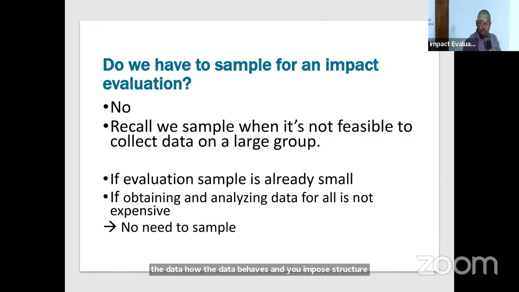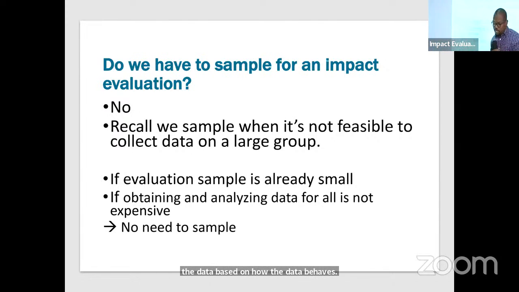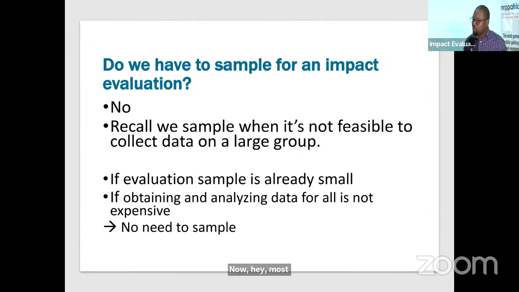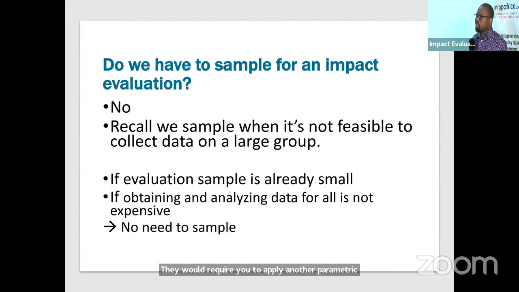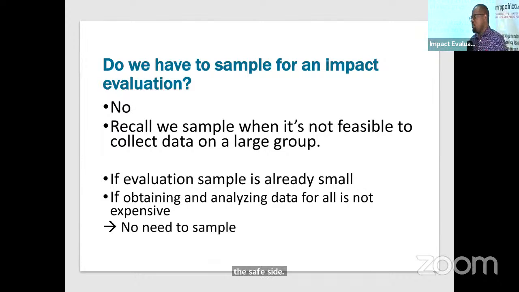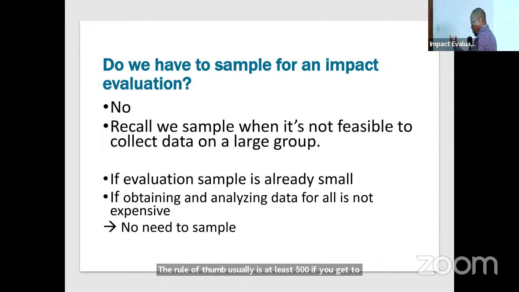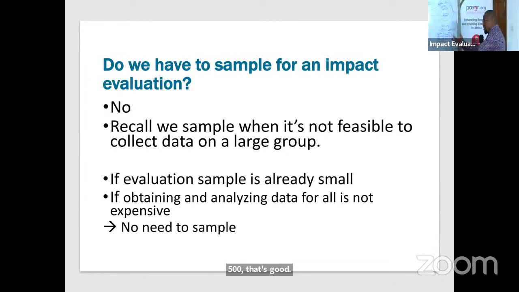Now, most in statistics and economics, they would require you to apply non-parametric approaches for finite samples, small samples, to sort of try to make sense. But to be on the safe side, the rule of thumb usually is at least 500. So if you get 500, that's good. 500 individuals in your sample size, but it varies. Yeah, I've seen studies with 300, 200.